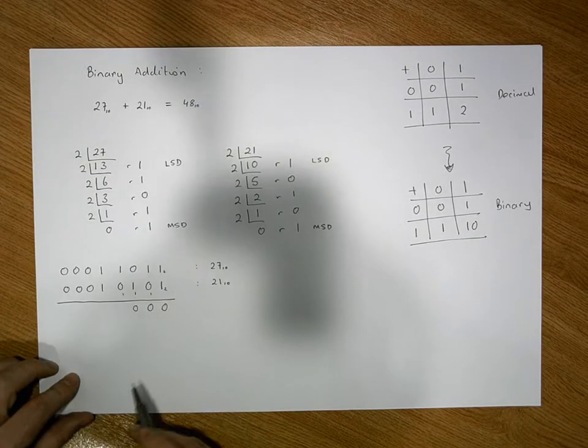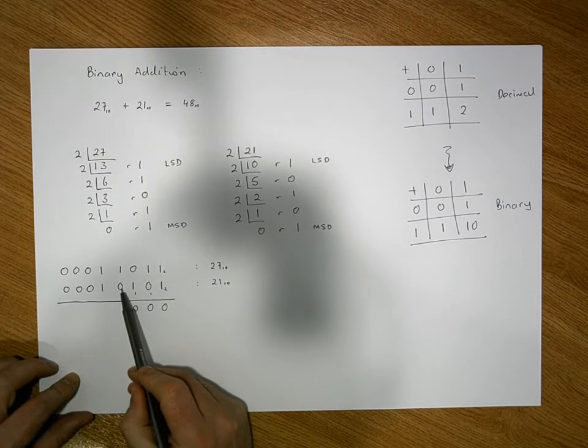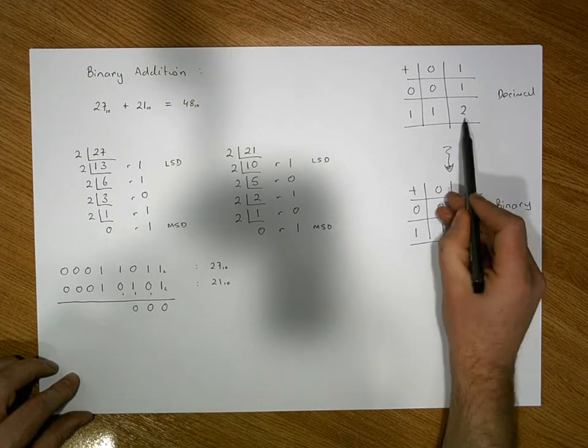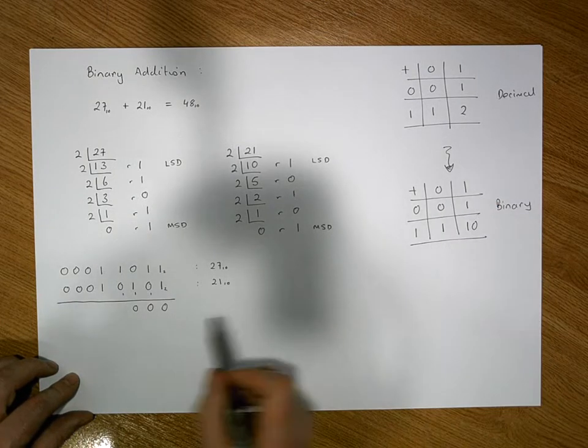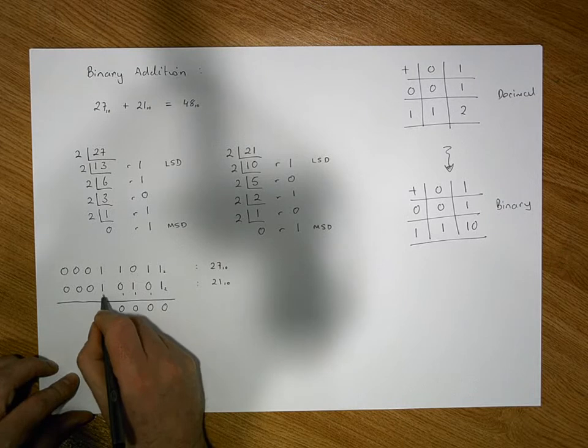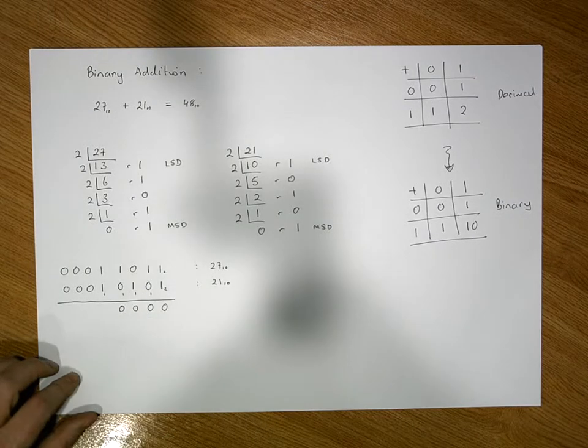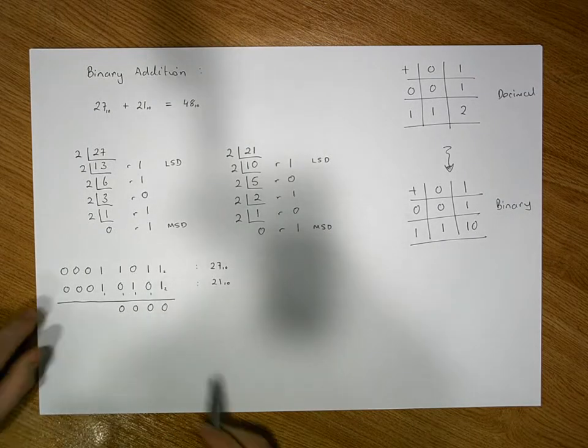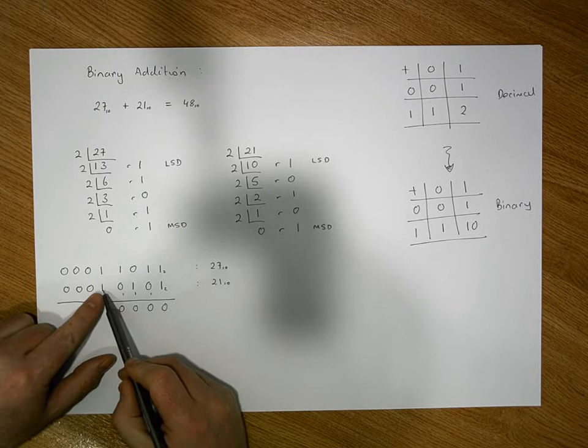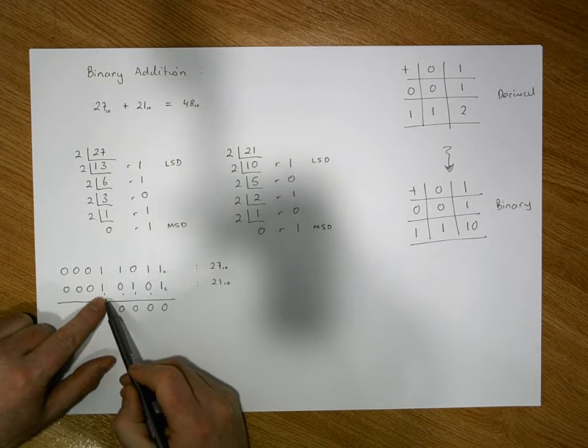Here we have 1 plus 0 is 1, plus 1 gives us 2. Once again, 2 in binary is the number 10, so we put down a 0 and we carry a 1. Now this is where it gets a little bit tricky. Well, we have 1 and 1 is 2, and 1 is 3.